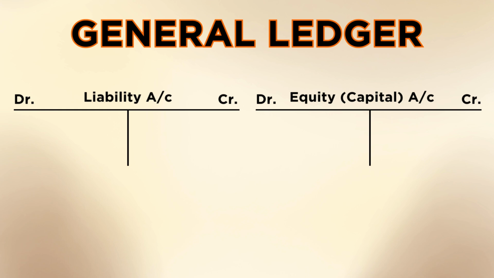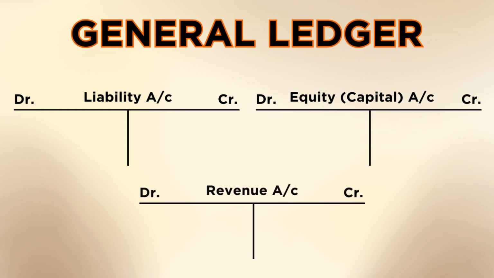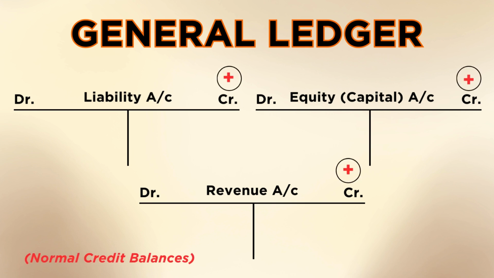The last one is revenue account. All income accrued or earned will be posted in this account. For example, sales, interest received, discounts received, etc. will fall under this category. All these three types of account, liability, equity, and revenue, have normal credit balances. Thus, for increase in these account categories, we will have to credit them, and for any decrease, we will have to debit them.